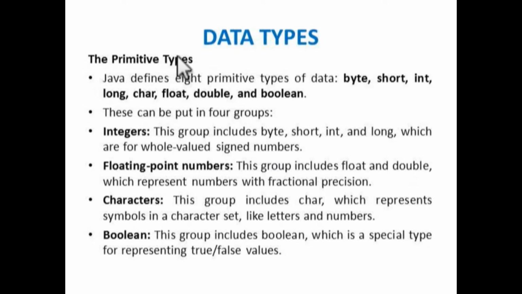Next one is data types. Java has 8 primitive data types. We can group them into 4 main types: integer, floating point value, character, and boolean.